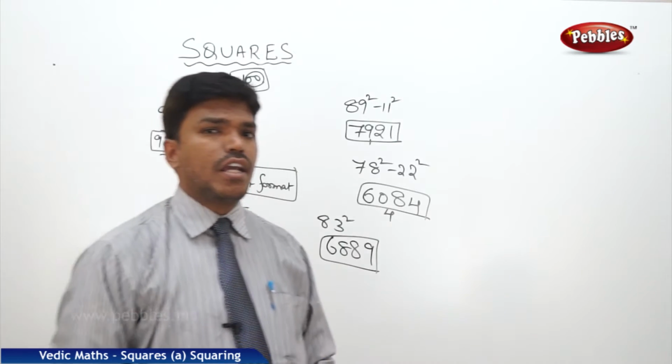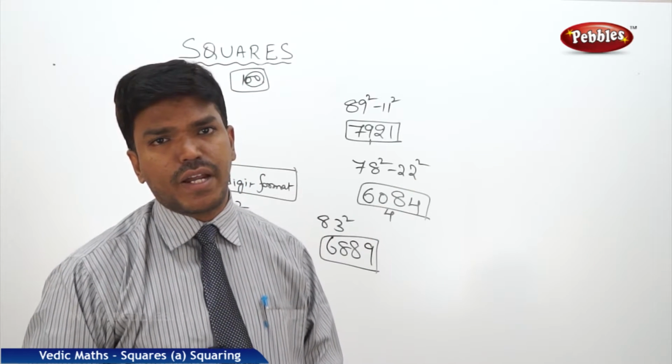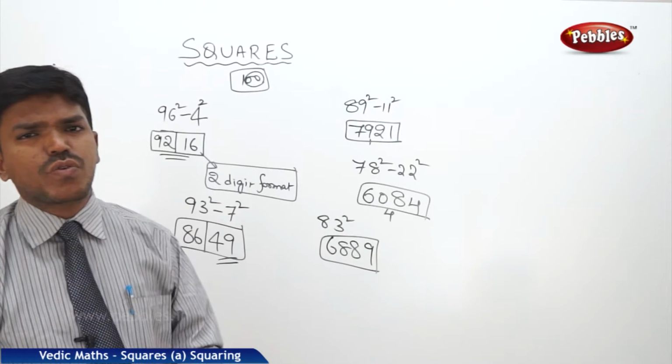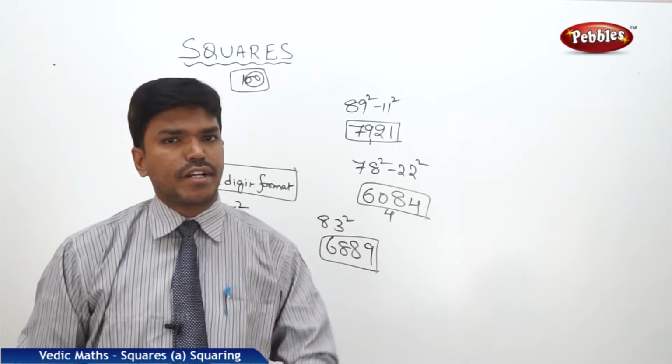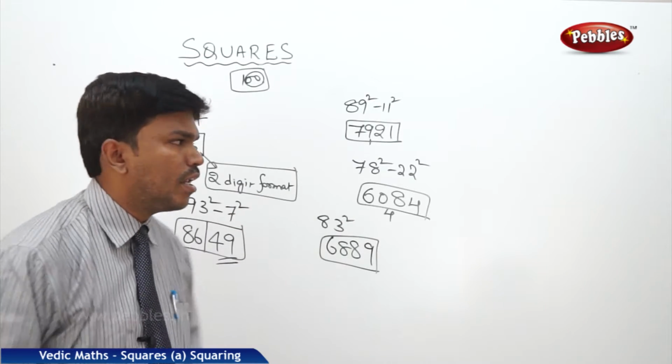That's why I said, if you know until 30 squares, it is very easy to calculate until 130 squares in the mind. Okay. Until now what we discussed? We discussed only the squares which are below the base, or below 100. Yes or no? What about above 100? Let us take one example.